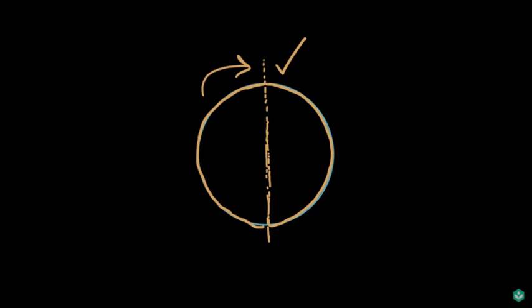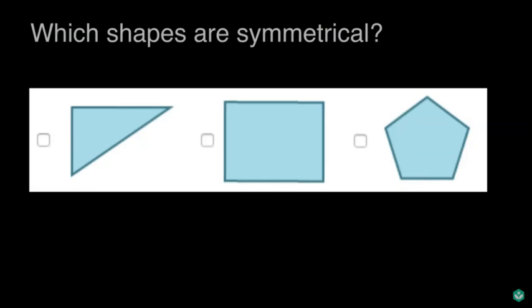Shapes are symmetrical if they have at least one line of symmetry. And circles have many, many, many lines of symmetry. There were many places we could have drawn a line and folded it so that it worked, so the two halves matched exactly. But here's one, and as soon as we find one, we know we have a symmetrical shape. So let's go back to the shapes we were given. We can start with the triangle.